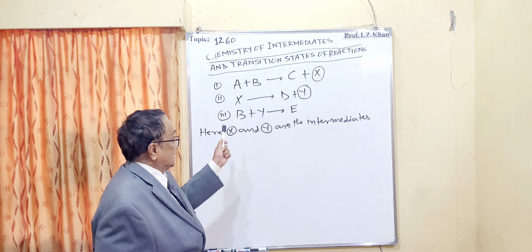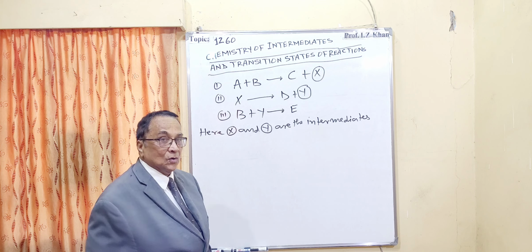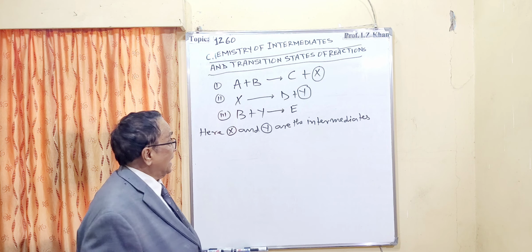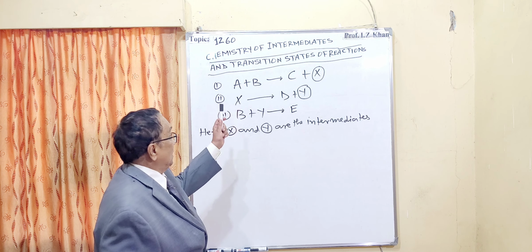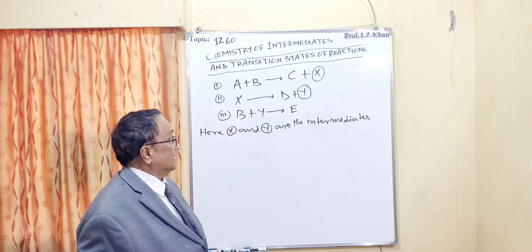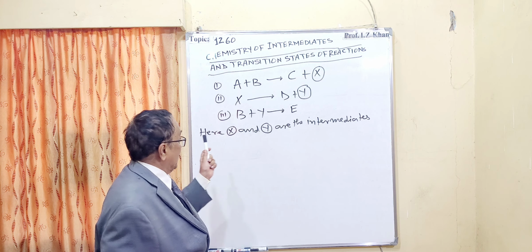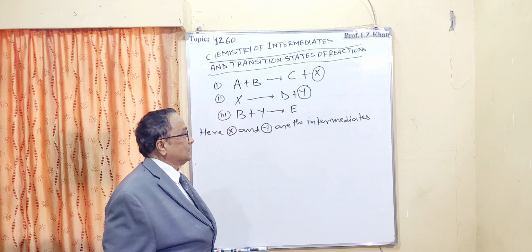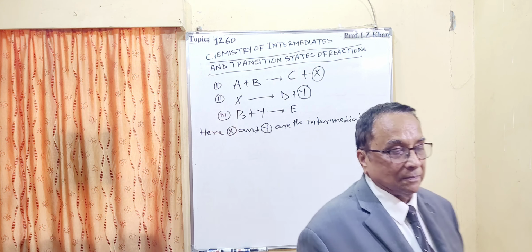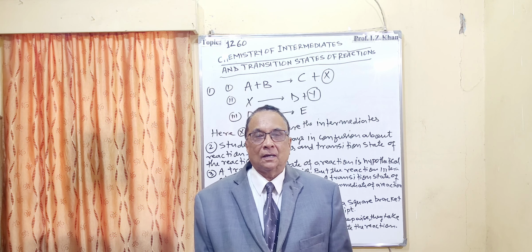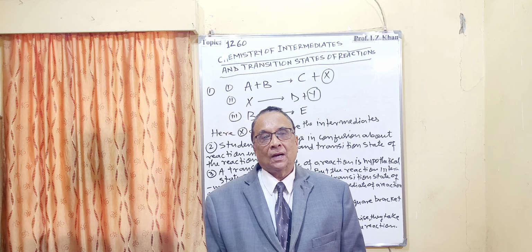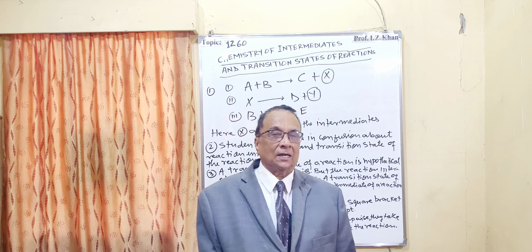Again this X is broken down, it will give D plus Y, another product D, and then B will combine with Y and you will get product E. So in that case X and Y are the intermediates of this reaction. So here I have written about the intermediates and the transition state, and this equation is already explained.